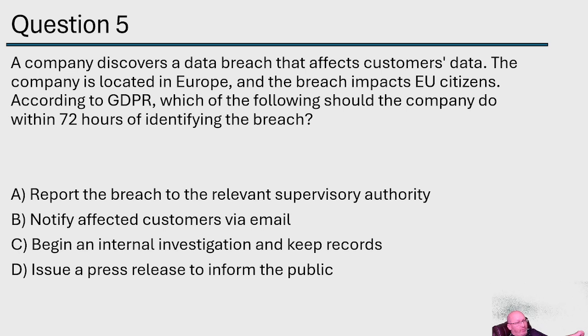And so I think it really depends on the question, because a company discovers a data breach that affects customer data. The company is located in Europe and the breach impacts EU citizens. According to the GDPR, which of the following should the company do within 72 hours of identifying the breach? You probably guessed B. And I would tell you that would be incorrect. Why is B incorrect? Because unless it poses a high risk, we are not required under GDPR to notify the customers within 72 hours. We are, however, required to report the breach to the relevant supervisory authority. That is part of GDPR. And so A is going to be our correct answer.